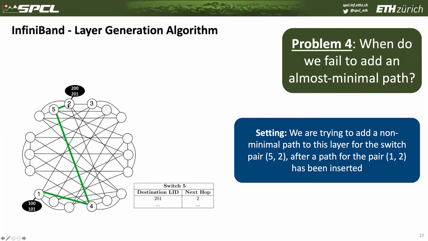Now the problem is, if we try and find an almost minimal path for the switch pair 5.2, we cannot insert that path in this layer because we already fixed the next hop, right? We have to route in this layer, we are forced to route minimally in order to satisfy the almost minimum path that we inserted earlier. For that reason, we will not be able to insert an almost minimum path and have to rely on there being almost minimal, disjoint paths in the other layers. So that's why we will need more than 4 layers.